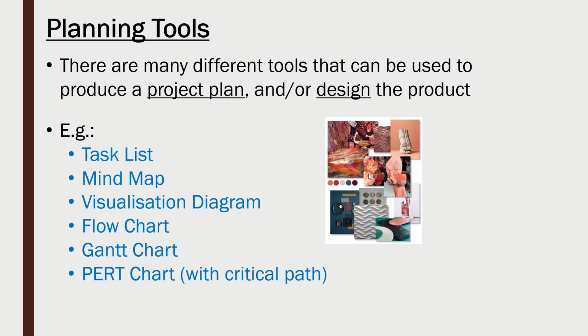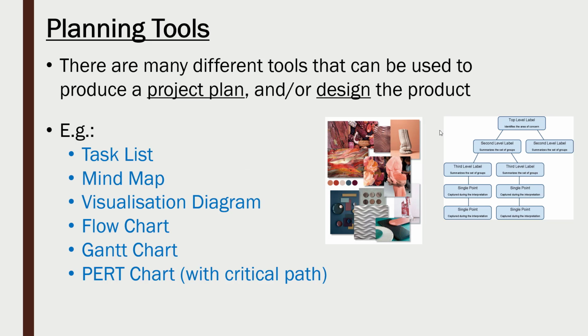Other examples are mood boards for design. This is called an affinity diagram, for linking ideas, and this is called a mock-up, like a little version of a product to see what it looks like. That would be used for design as well. So different tools are available and they're going to help us produce either a plan or do some designing, but both occur during our planning phase.